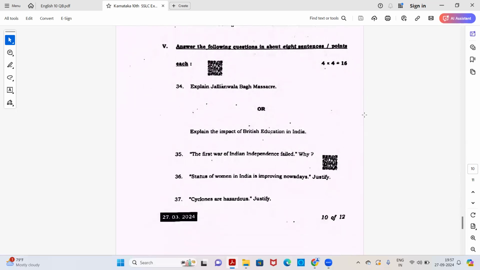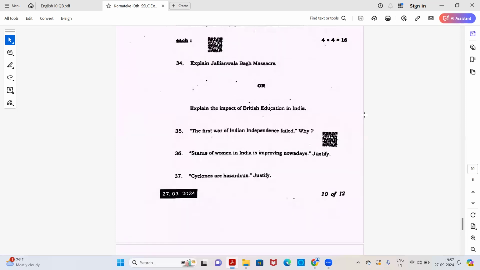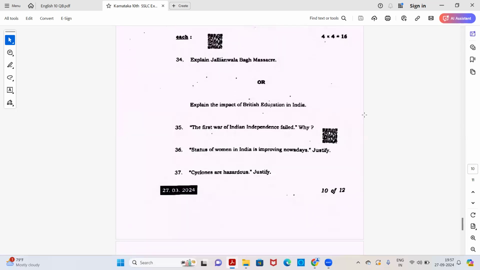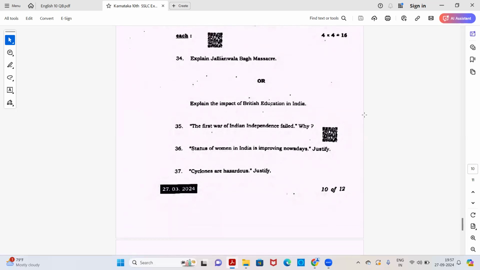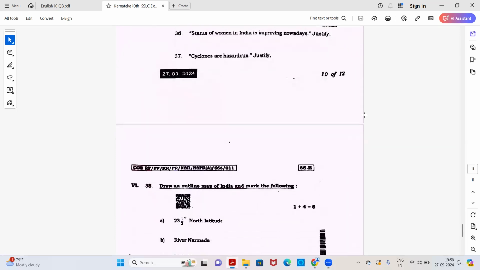Now moving to 5th main, answer the following questions in about 8 sentences each. So it is 4-mark question, 4 questions are given. So 34th question, you have option, explain Jallianwala Bagh massacre, or explain the impact of British education in India. Next, 35th question, the first war of Indian independence failed, why? Next question, status of women in India is improving nowadays, justify. Next question, 37th, cyclones are hazardous, justify. Okay, so here we end with question answers.